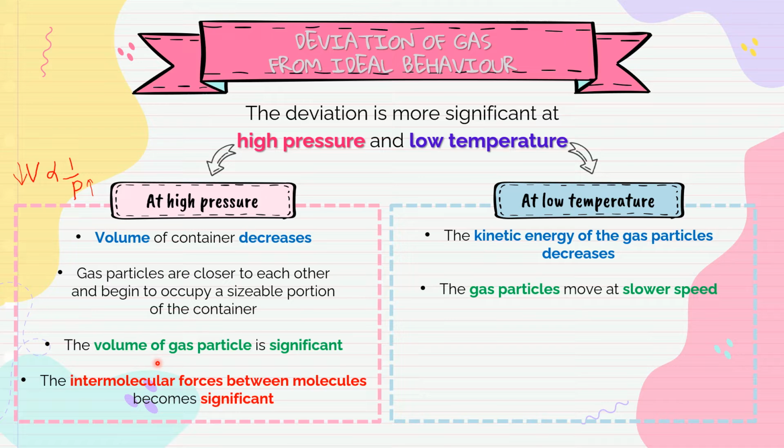Okay, bila dia bergerak slow, apa yang akan berlaku? Probability dia untuk berjumpa dengan another gas particle bertambah. Okay, so bila dia berjumpa dengan gas particle yang lain, dan dia bergerak slowly, dia macam ada masa untuk sembang-sembang je, lama tak jumpa. Kiranya ada masa untuk berlaku interaction. What kind of interaction? The intermolecular forces. So the intermolecular forces between the gas particles will become more significant at a very low temperature.